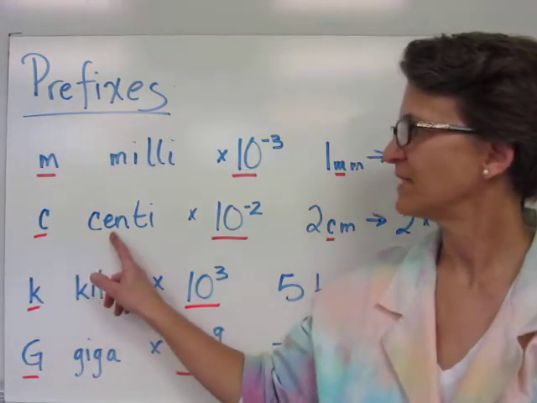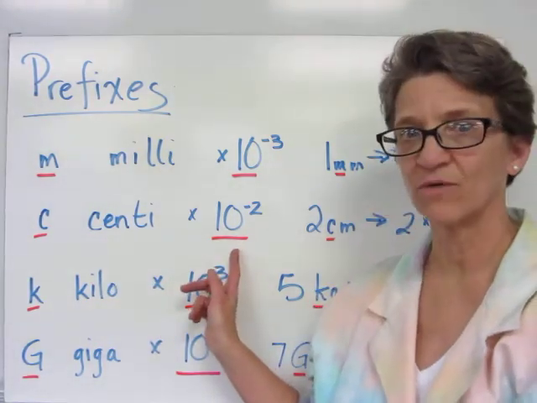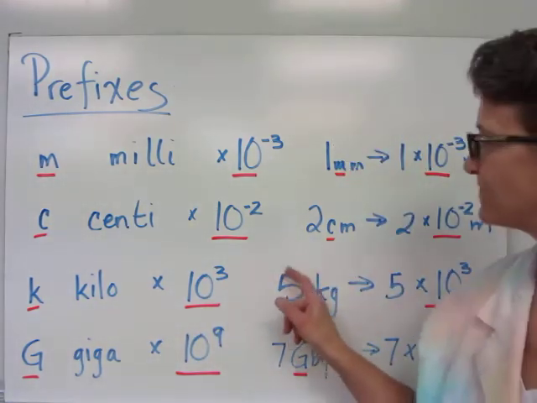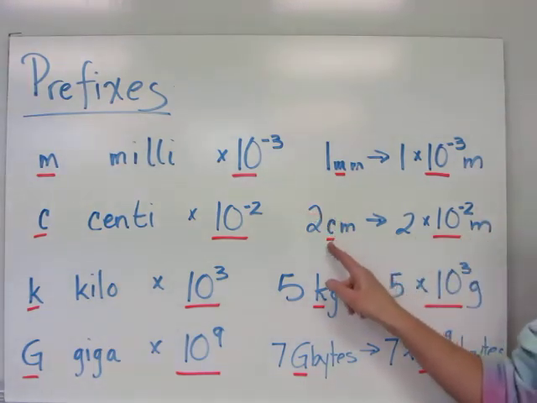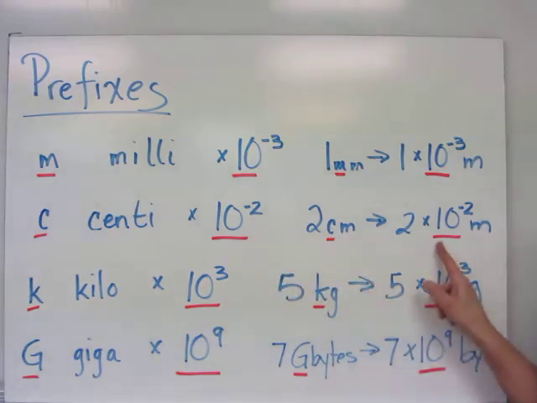Centi is represented by a lowercase c. Times 10 to the second is what it represents. If I had the value 2 centimeters, it would be 2 times 10 to the negative 2 meters. So I'm taking the centi out and putting in the times 10 to the negative 2.